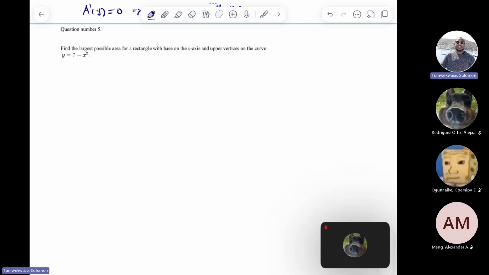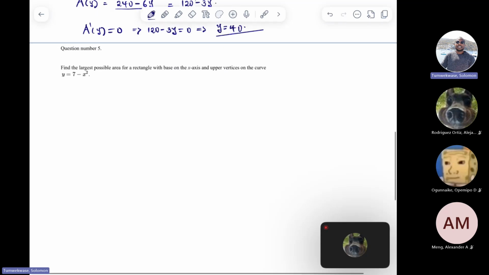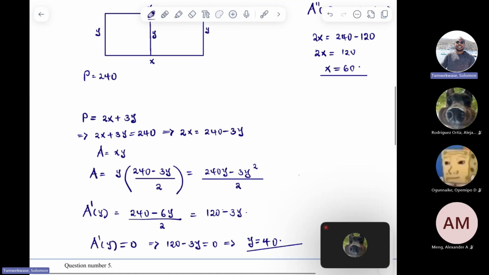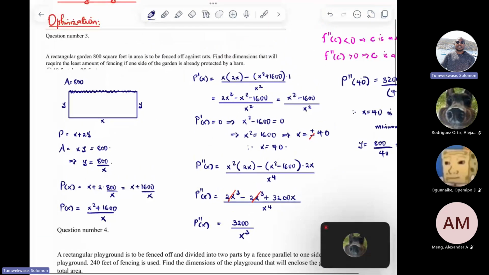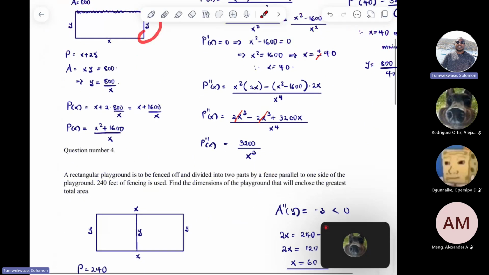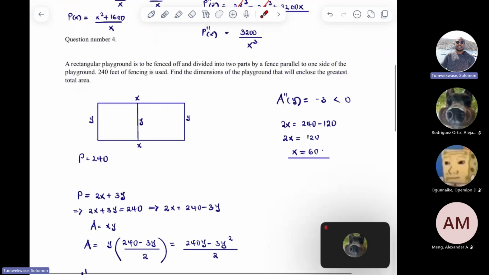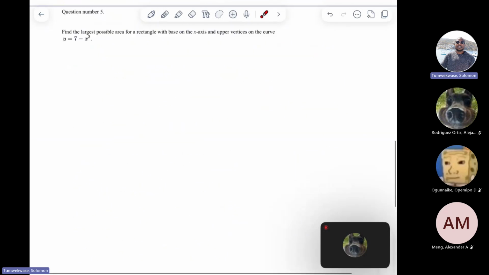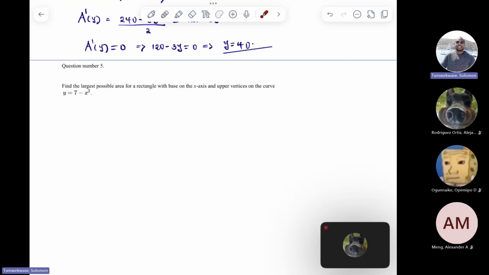Maybe question 5. In question 5, once again, you see that for each of the questions, if you are able to read the question and sketch the figure, life becomes a little easy. So get used to sketching this figure. In question 5, we want to find the largest possible area for the rectangle with the base on the x-axis.